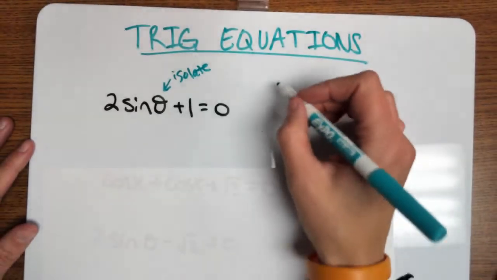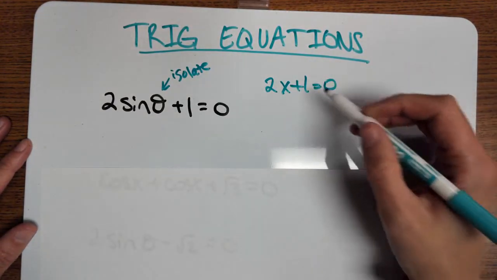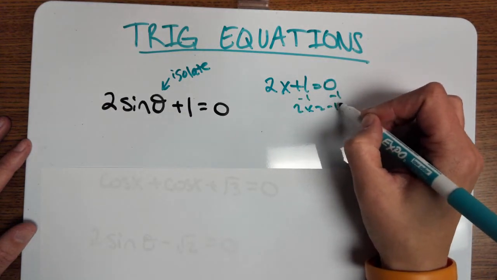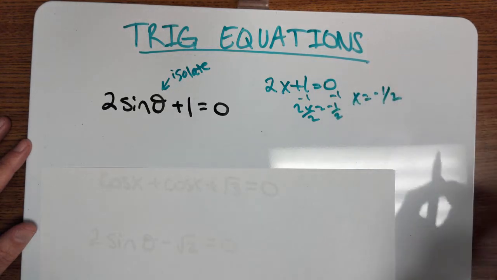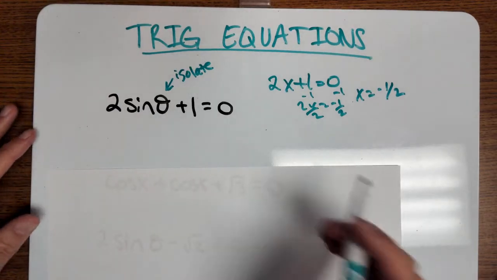So if you think of it like 2x plus 1 equals 0, you're going to reverse PEMDAS. You'll subtract 1 and then divide by 2. So 2x is negative 1, divide by 2, that would tell me x is negative 1/2. The same thing is going to apply, we're just going to throw in a trig function. So now we're going to do the same steps.